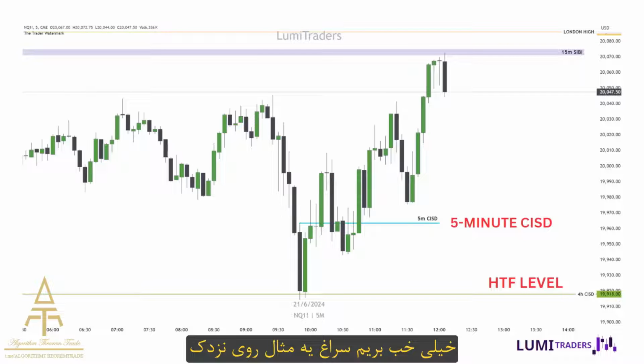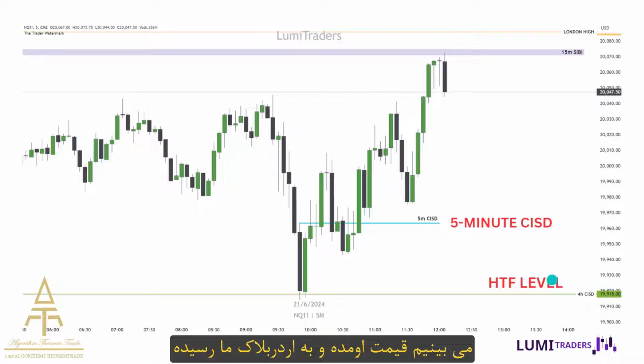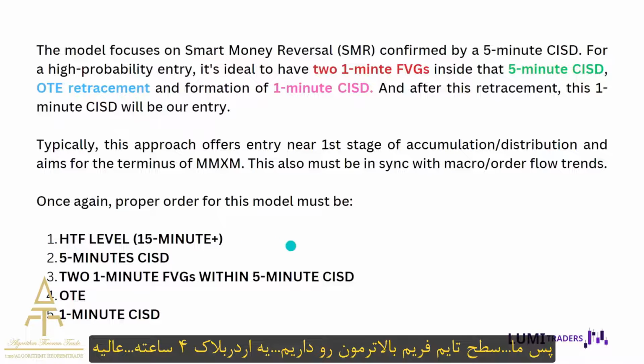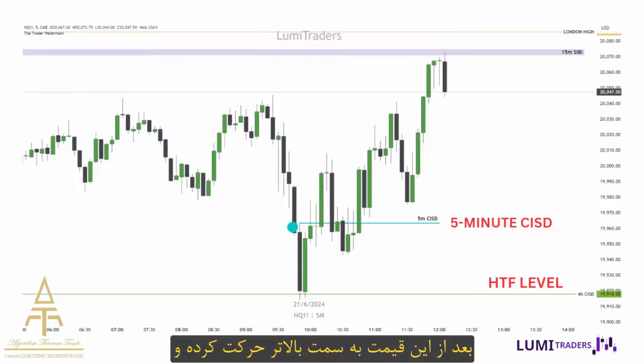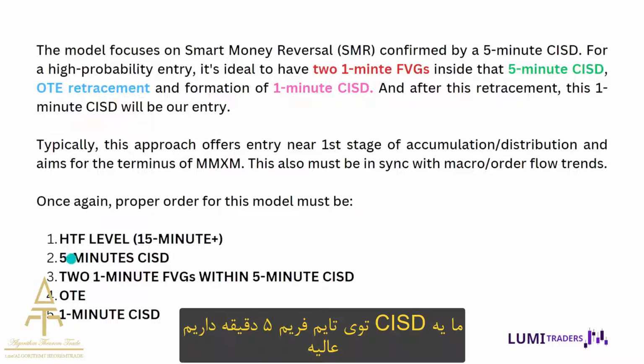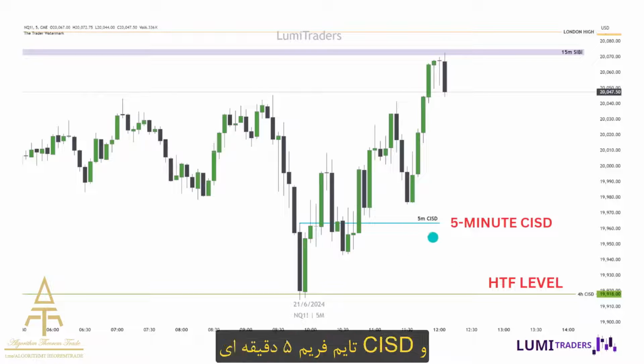Well, let's take a look at an example on NQ, for example. What can we see here? We can see that price reached 4-hour order block. So we have high time frame level right now, 4-hour order block. Perfect. After this, we got move up and it formed 5-minute change in the state of delivery. We have 5-minute change in the state of delivery. Perfect. High time frame level once again and 5-minute change in the state of delivery.